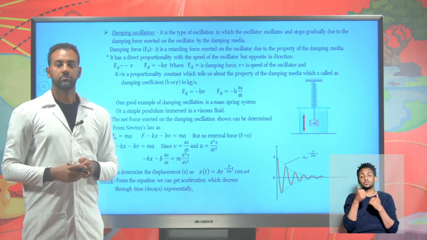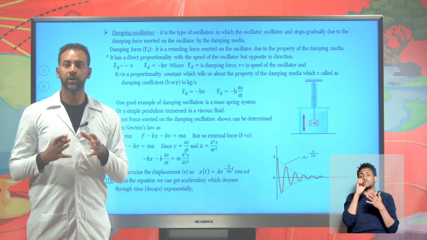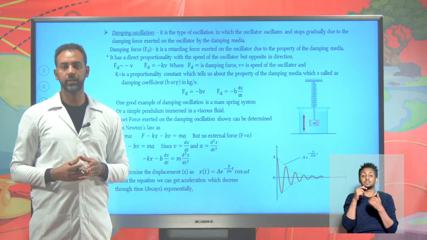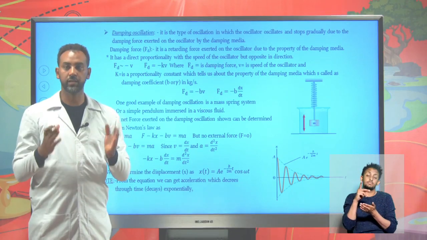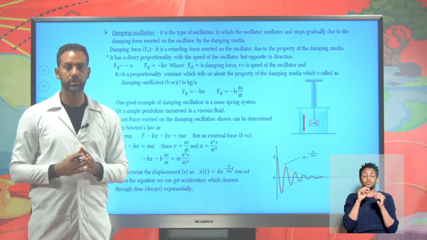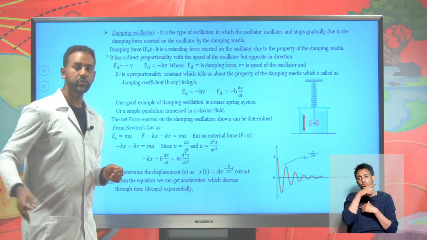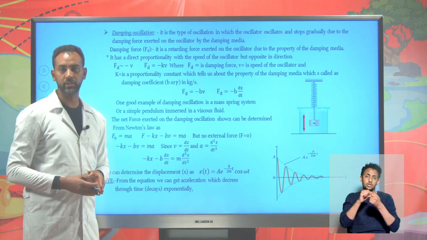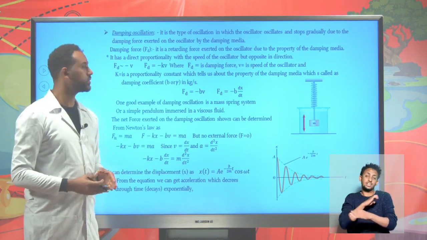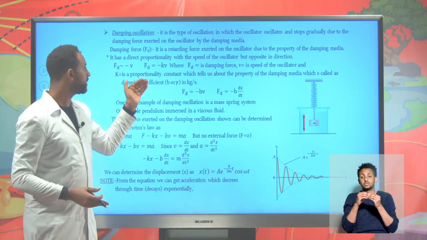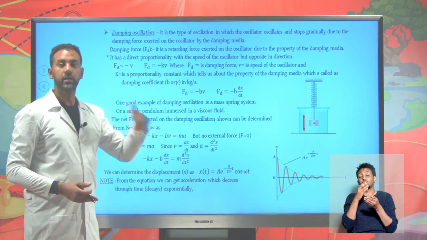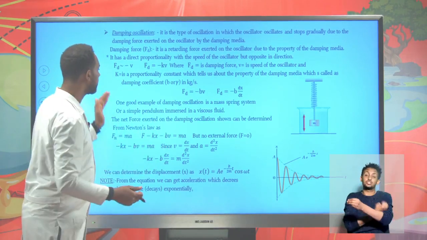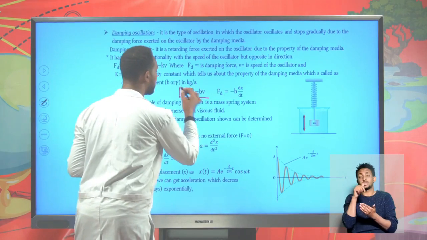There are also different types of oscillatory motion. So far we have been looking at simple harmonic motion. We also have damping oscillation. Simple harmonic motion is ideal motion in which there is no energy loss. Suppose you have a pendulum that swings here and there, colliding with air particles, gradually losing its energy, and at last it stops. Such a motion is known as damping oscillation. In damping oscillation, the given oscillator oscillates and gradually decreases and loses its energy so that it stops. Why does it stop? Because there is a damping force.